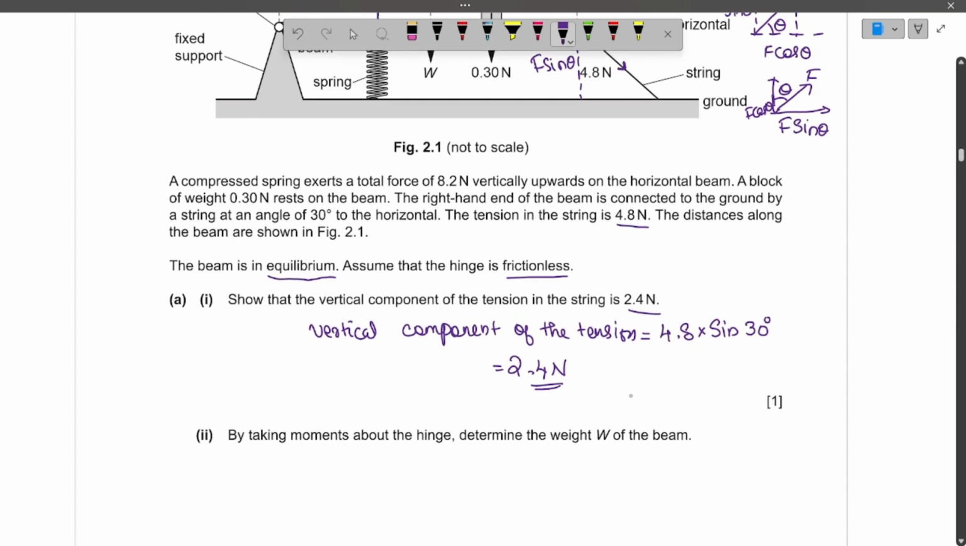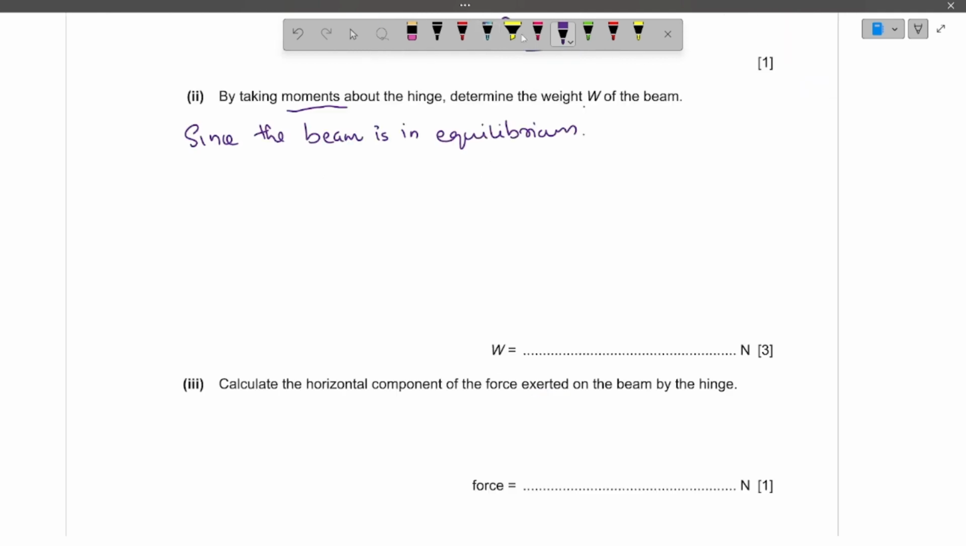Then the next question is, by taking moments about the hinge, determine the weight of the beam. Here it is given which steps you need to follow. You need to take the moments. Since the beam is in equilibrium, the sum of upward moments must be equal to the sum of downward moments.